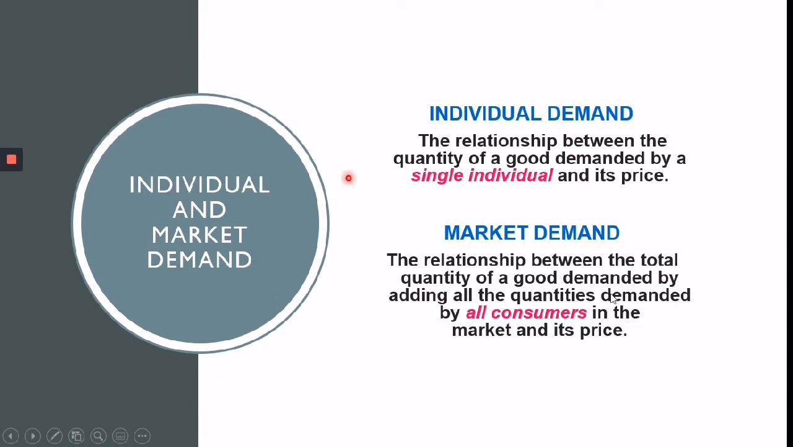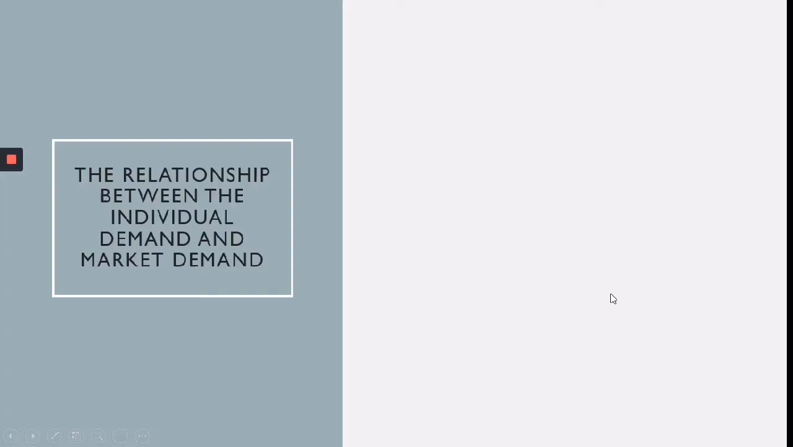There are two types of demand. First, individual demand, which can be defined as the relationship between the quantity of a good demanded by a single individual and its price. While market demand can be defined as the relationship between the total quantity of a good demanded, by adding all the quantities demanded by all consumers in the market, and its price.